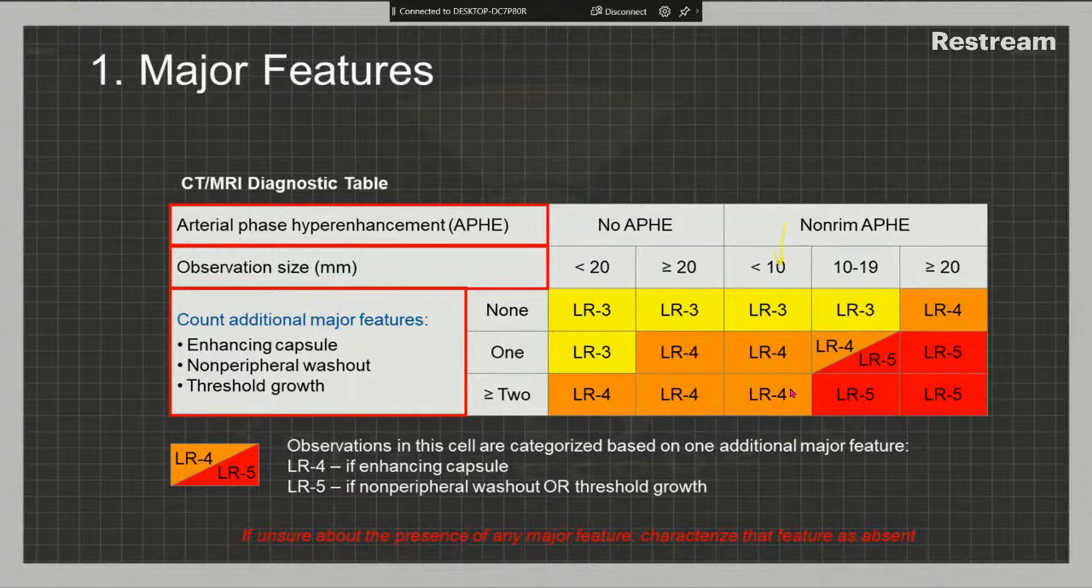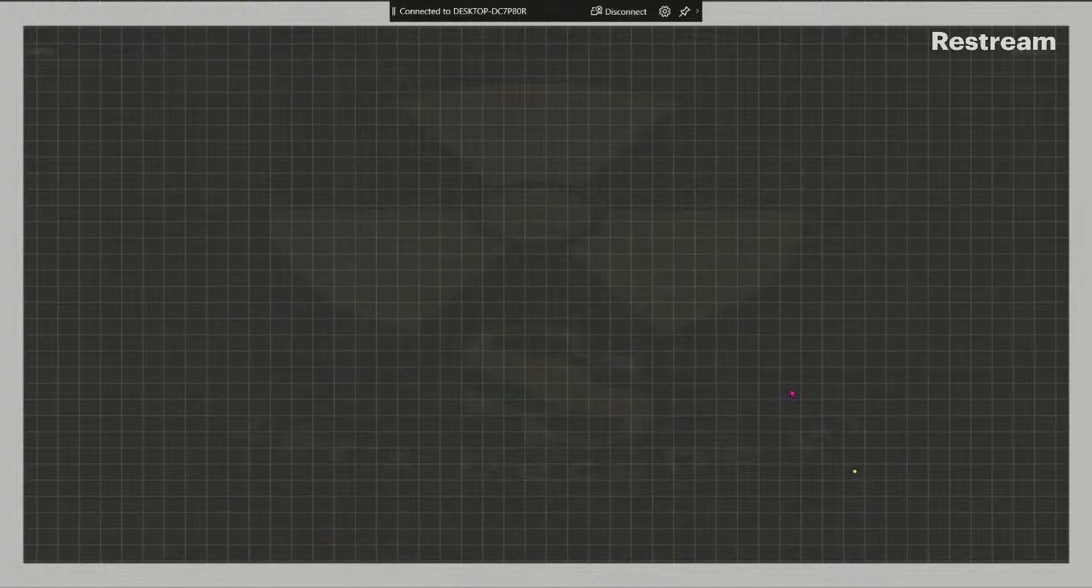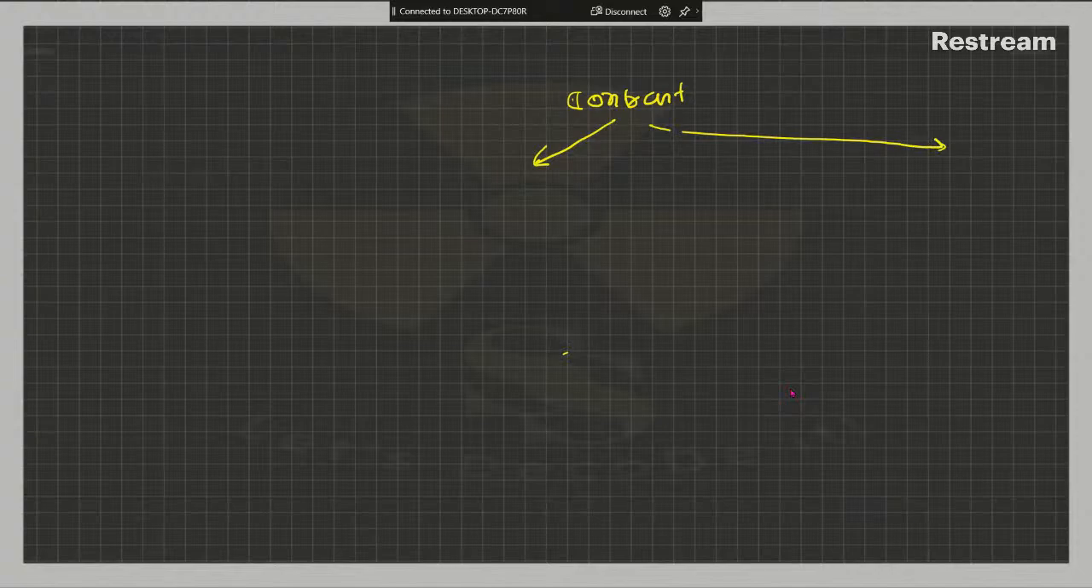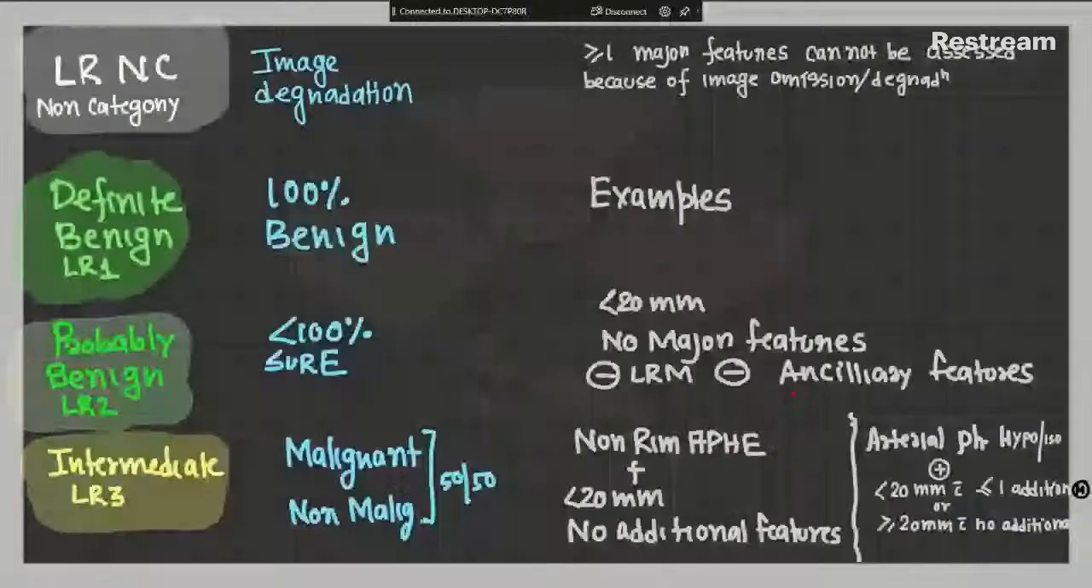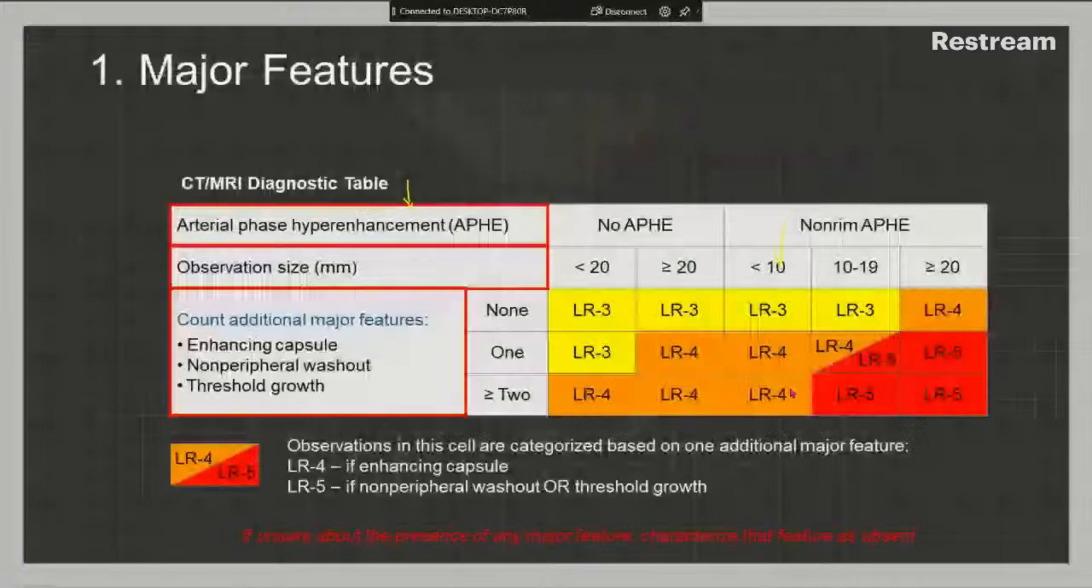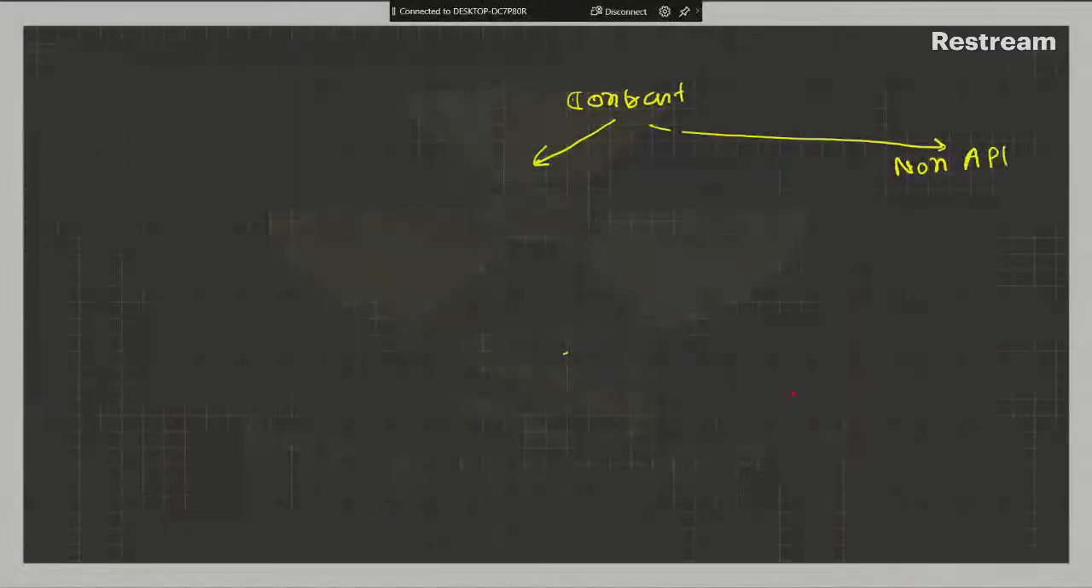For this, let's focus on the diagnostic tools here. First is any lesion, just any feature. First let us divide it by contrast. Suppose I give a contrast, then first divide it into two portions, whether it is APHE or non-APHE. I am just trying to replicate this.